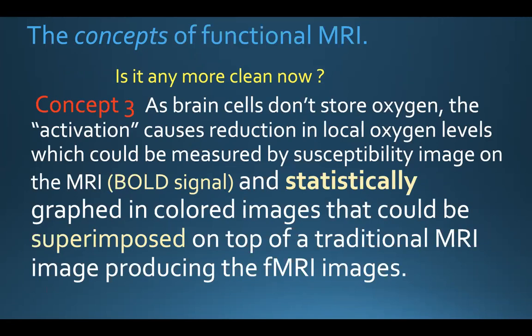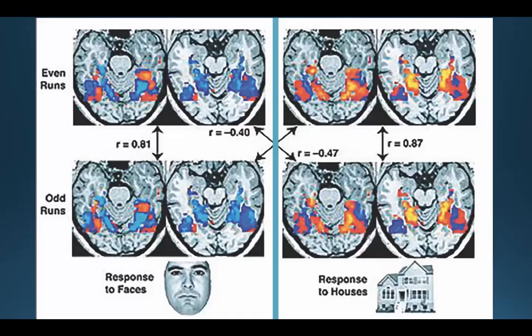And I hope it's more clear now that the brain cells don't store oxygen. The car has no gasoline, so you need gasoline. It sucks it from the outside, and you can generate pictures statistically by measuring the movement of a molecule and overlap the statistical image on another real image, producing the functional MRI.